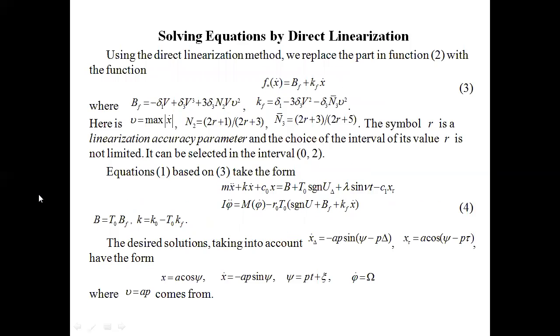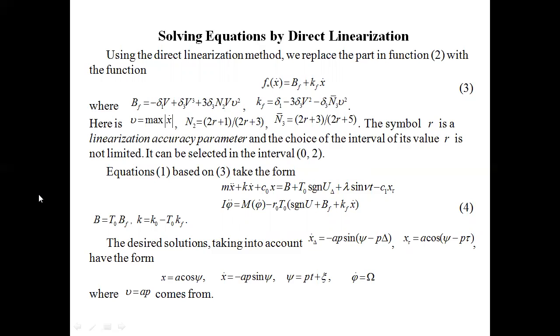Solving equations by direct linearization. Using the direct linearization method, we replace the nonlinear part in function 2 with function 3, where b_f and k_f are given by the indicated ratios. Here v, 2 and 3 are determined by the equations.